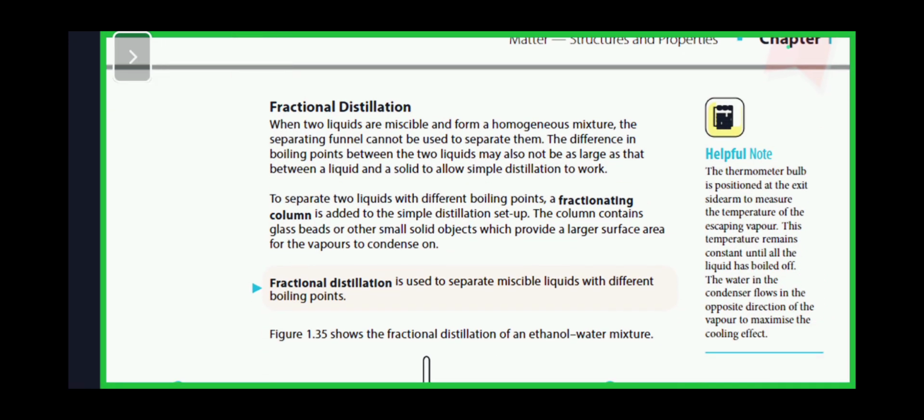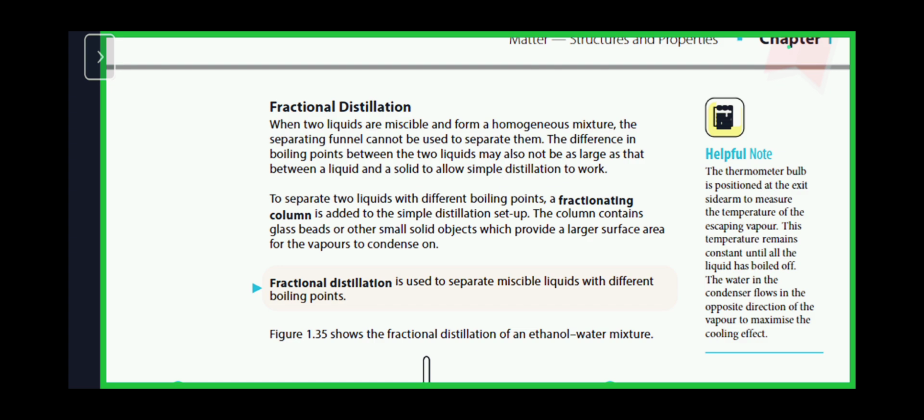So in fractional distillation, when two liquids are miscible and they are forming a homogeneous mixture, homogeneous means when something is mixed together, the two liquids are mixed in each other like alcohol and water. We are unable to detect where is water and where is the alcohol part. If we mix a mixture of alcohols, again we are unable. If we mix thinner into water, again we cannot separate it. We cannot detect where is the alcohol and where is the thinner and where is the water.